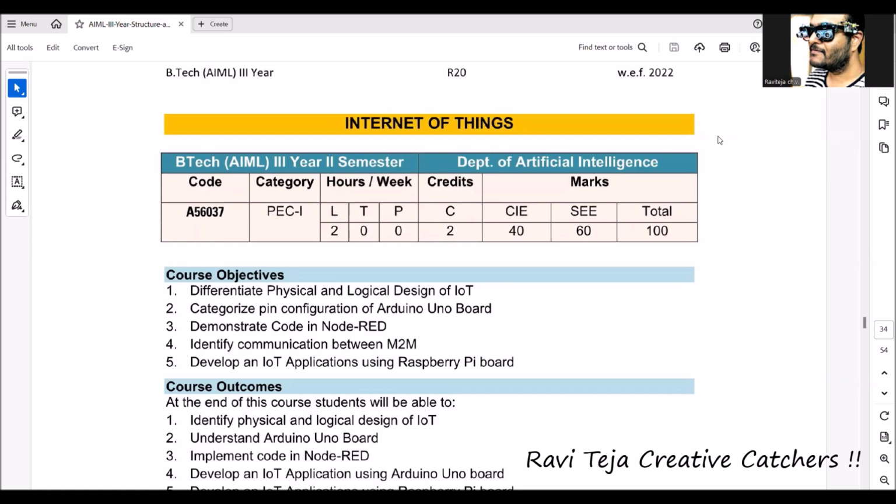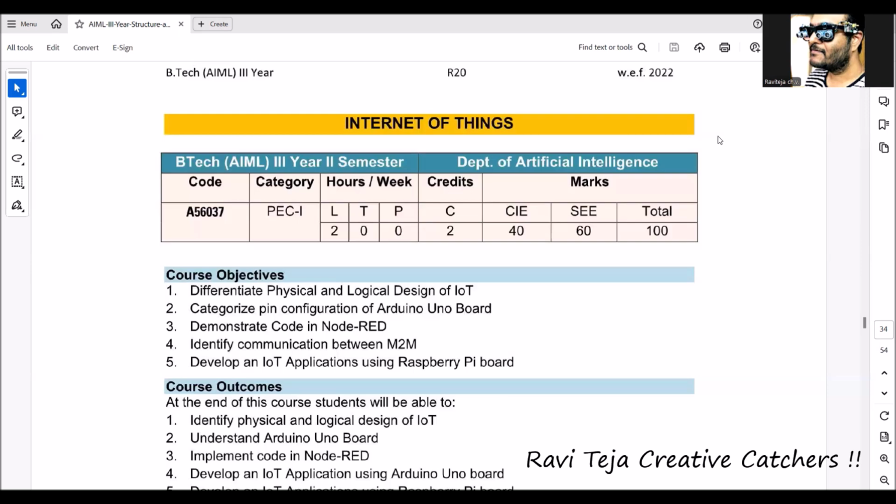So in today's session, we are going to discuss the syllabus overview of Internet of Things, which we are going to deal with for both artificial intelligence and machine learning departments. So this syllabus is most commonly studied by the remaining departments as well. So let's see some of the course objectives and course outcomes, and what are the units included in this IoT subject. And let's see a brief introduction of each and every unit.